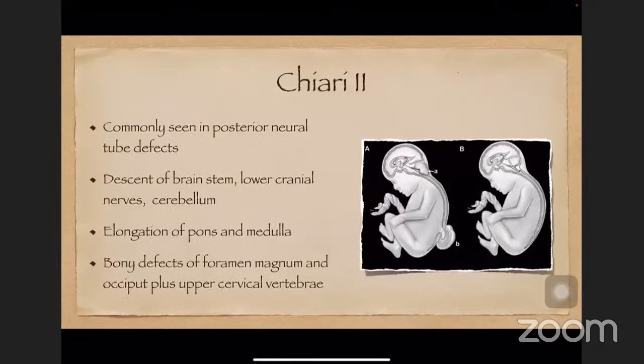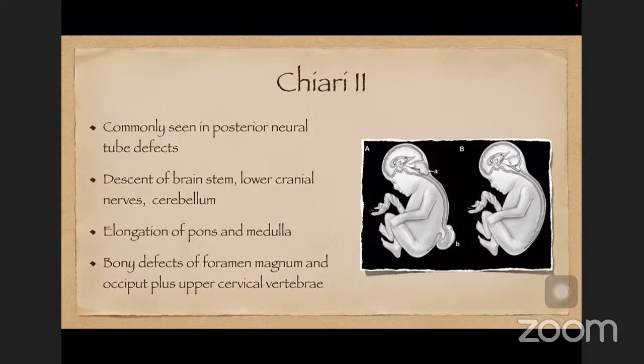So now the reason why you actually see this, if you look at this image, you can see where the letter A is, you can see the descent of the cerebellum, and in the B, you can actually see the sac. Now the CSF actually keeps on draining and it drags the upper neuraxis into the foramen magnum, and that is why you have the descent of the cerebellum, you have the descent of the medulla, elongation of the pons and the medulla, stretching of the lower cranial nerves.